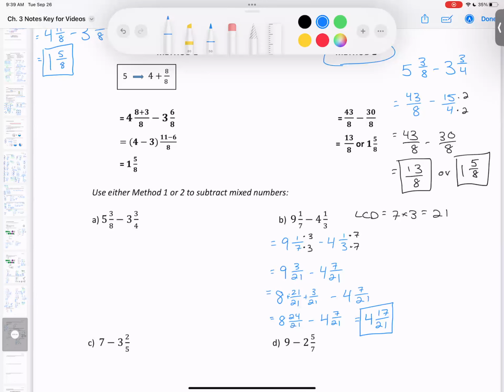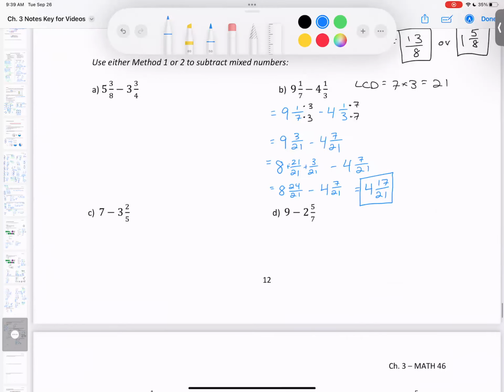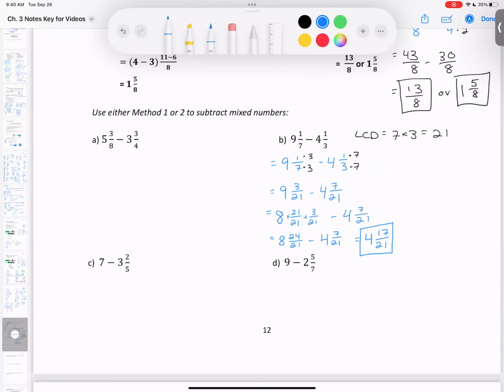Okay. Maybe what I'll get you to do is pause the video here, try method 1 or method 2. So either borrow or do the improper fractions to do those other two, and then we'll do them together.